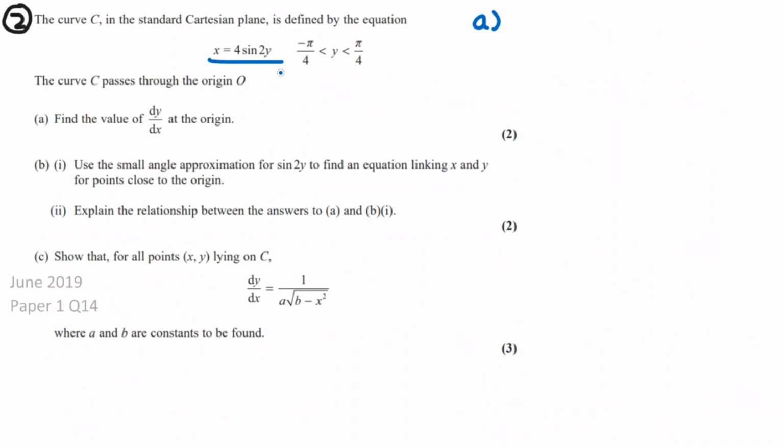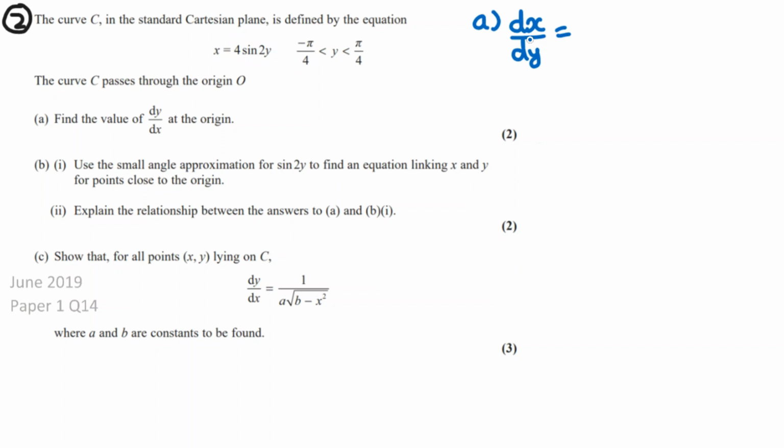So for question 2, we have this equation here, and for part A, we need to find the value of dy over dx at the origin. As this equation stands, the subject is x, so the easiest thing to do is to find dx over dy and then use the relationship that we know to find dy over dx, like this here. So if we find dx over dy.